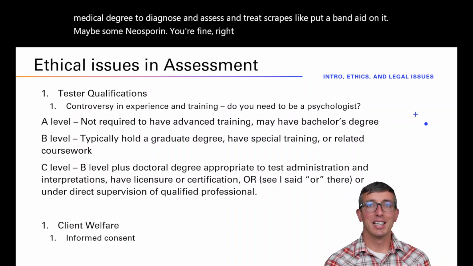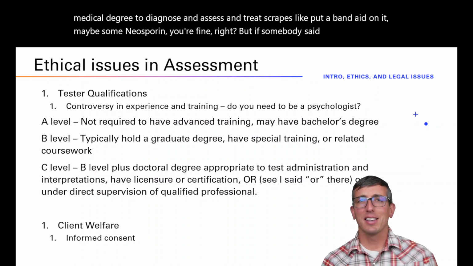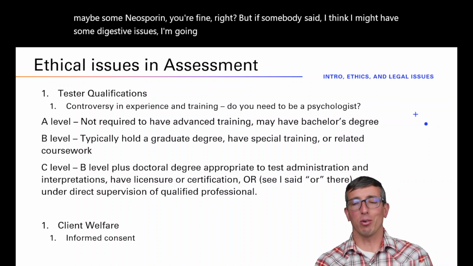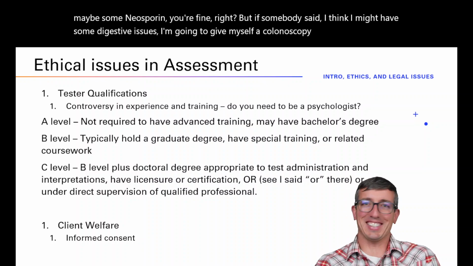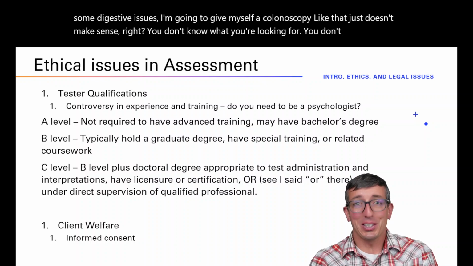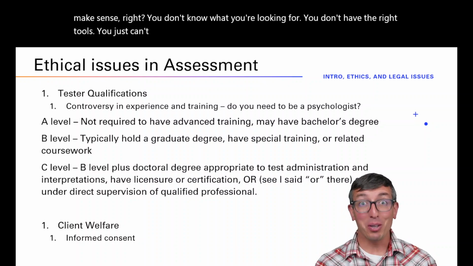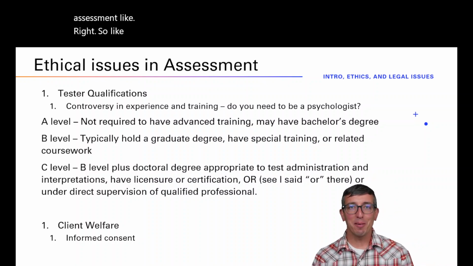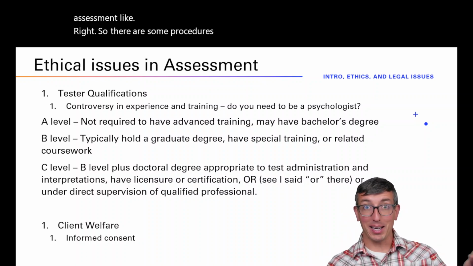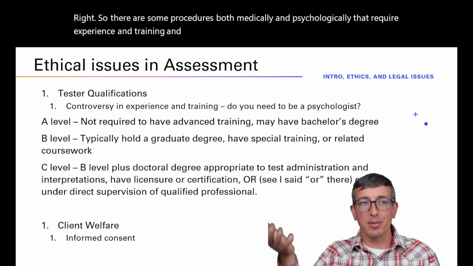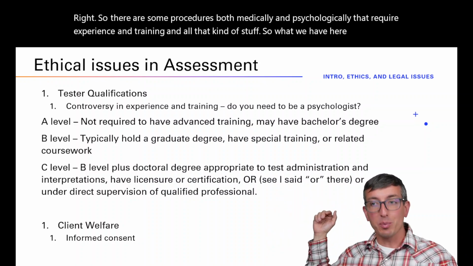But if somebody said, I think I might have some digestive issues, I'm going to give myself a colonoscopy. Like, that just doesn't make sense, right? You don't know what you're looking for. You don't have the right tools. You just can't do it. And there are real risks with performing an assessment like that, right? So there are some procedures, both medically and psychologically, that require experience and training and all that kind of stuff. So what we have here is the result of that.